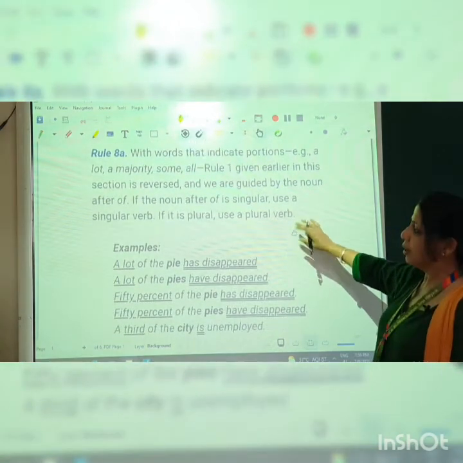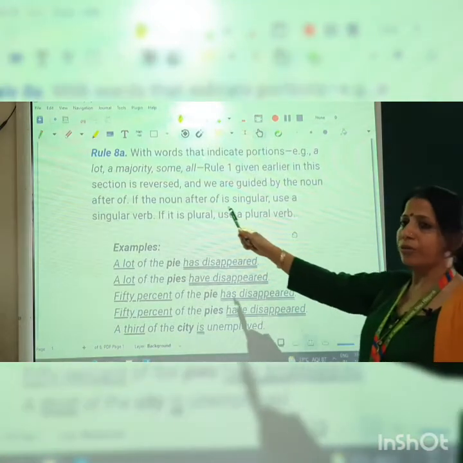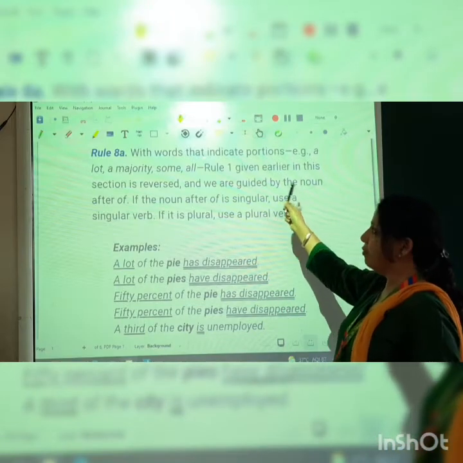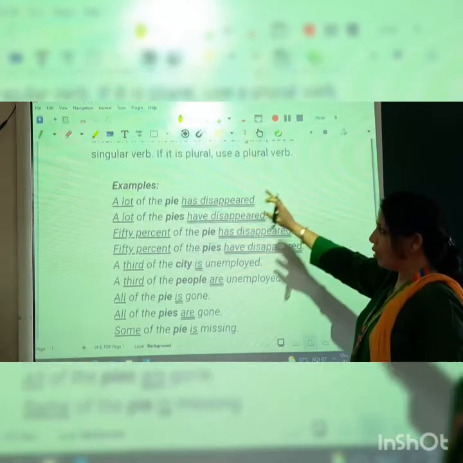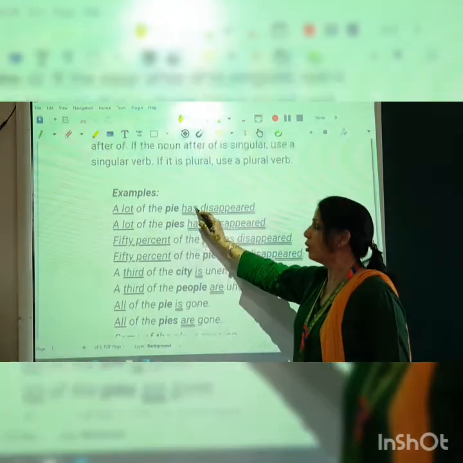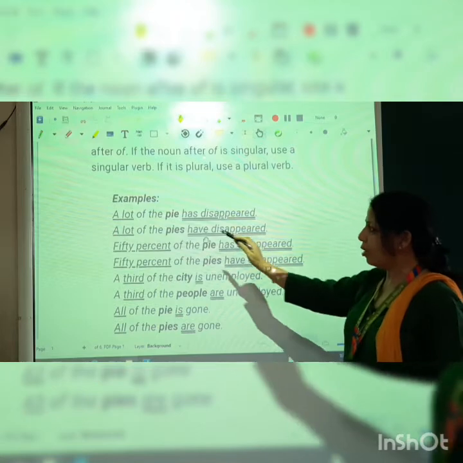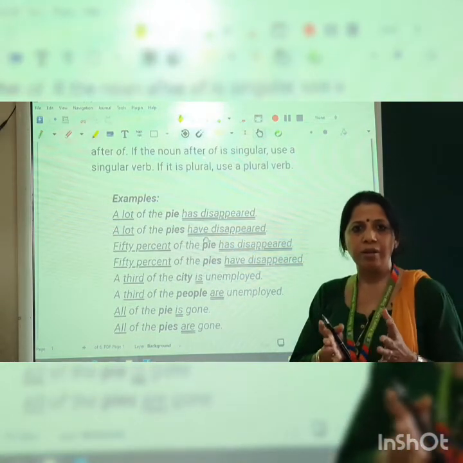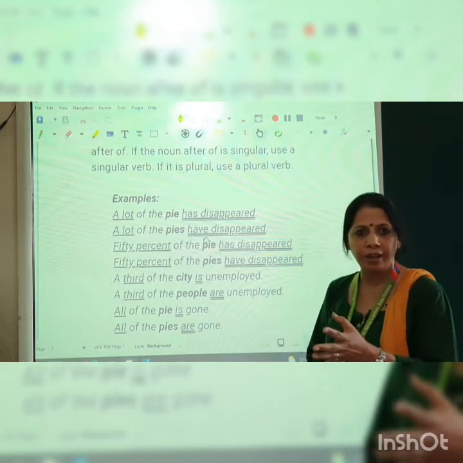Now come to this rule number 8 with words like that indicate portions, a lot of, a majority, some, all. So again we are considering them as, again there are 2 things to see here. A lot of pie has disappeared. Now has is always with a singular verb we use. A lot of pies have. Now see, a lot of pie has disappeared means a portion of the pie. Okay, a lot of pies have disappeared means a number of pies have disappeared.